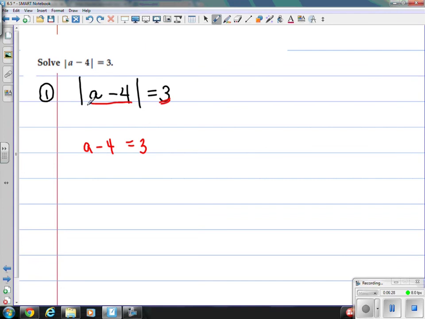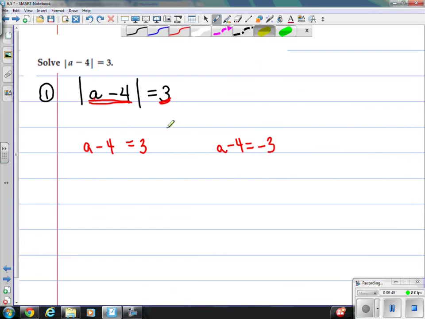For our second case, we lose our absolute value bars on the left and say a minus 4 is equal to, except this time I change my positive 3 to a negative 3. So I have my 2 cases, one that equals a positive number, one that equals a negative. Now step 4, we solve each case separately. So I'm just going to look at the first case here.